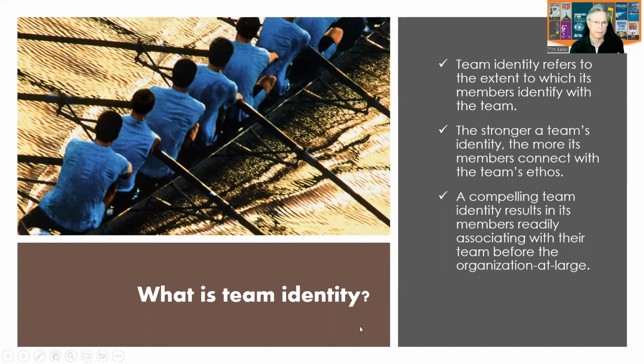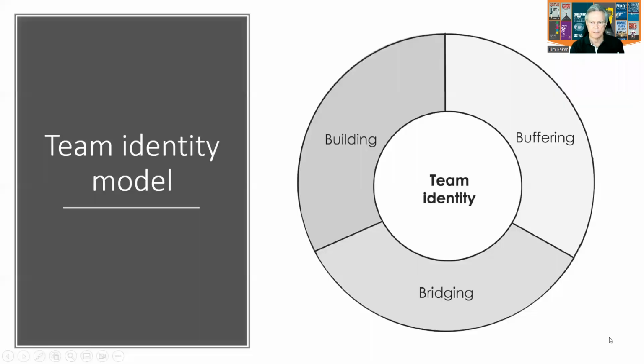Okay, so let's look a little bit further at this concept and consider the model of the team identity. So you can see on your screen now, there are 3 features of team identity, and I've identified these, and these come from research, and I've just created titles that are a little easier to remember, and they're called buffering, bridging, and building. So what I'm going to do is talk about buffering, bridging, and building. And what I'm going to suggest to you as a team leader is that your job is to make sure that you buffer, bridge, and build.